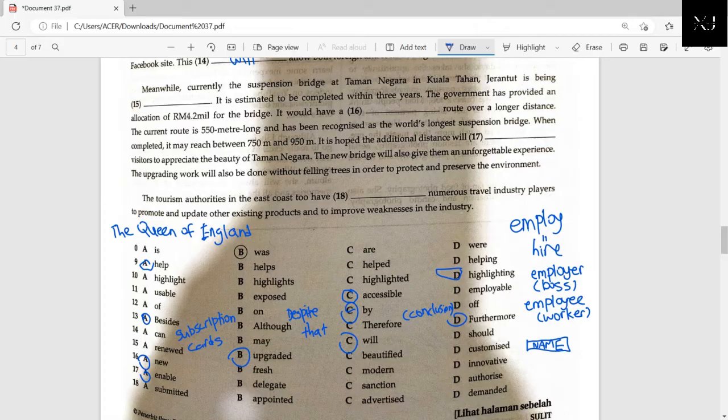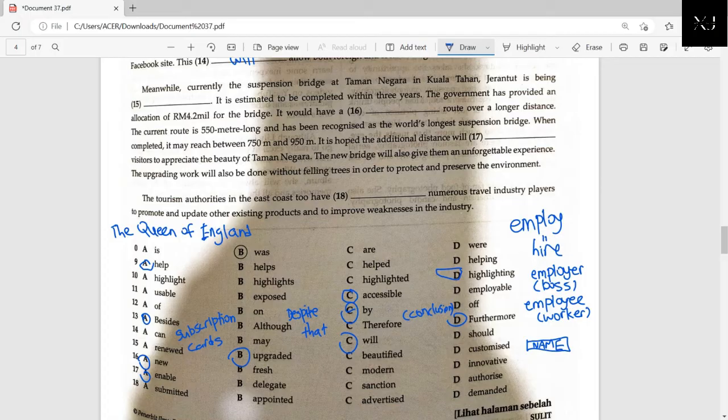The upgrading work will also be done without felling trees, meaning without chopping down trees, in order to protect and preserve the environment. Okay, which is something that's really good. I really like those buildings that, when they are building their new building, they actually build it around the environment instead of cutting down the trees. I think it's really good. You save the environment, you preserve the environment. To be honest, we need all the trees that we can get at this point.